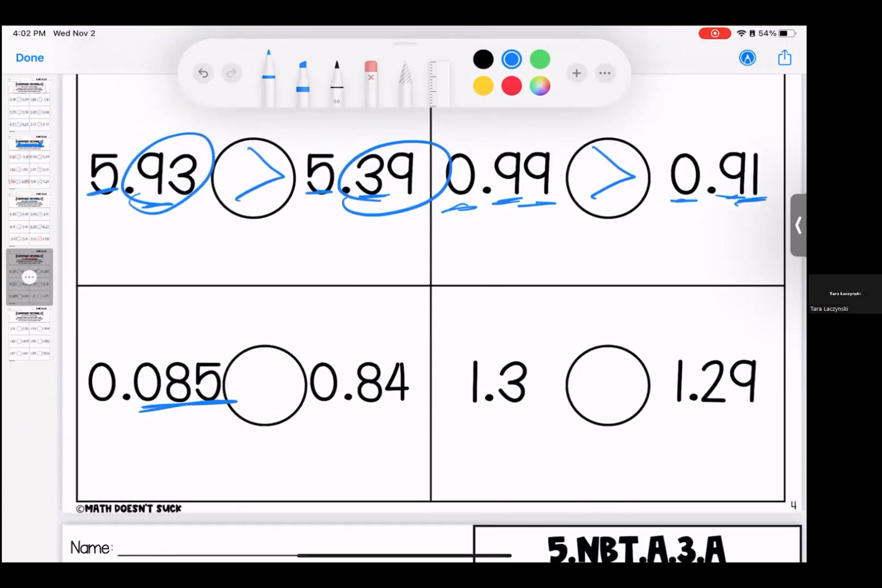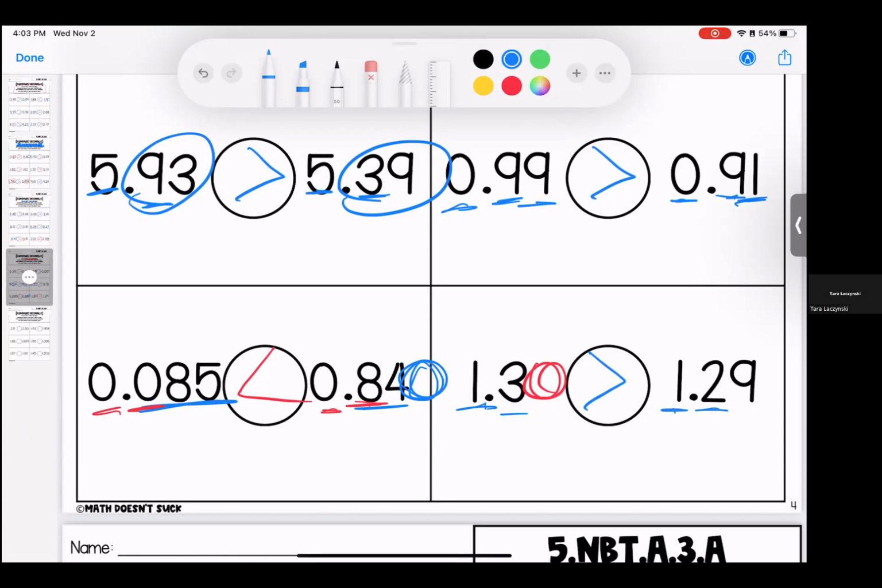We are unbalanced. We have 3 digits here, 2 here, space saving 0. Let's compare. 0 and 0, 0 and 8. Don't go any further. We've made our decision. Last one, make them balanced. And compare. 1 and 1, 3 and 2. 3 is bigger, so 1 and 30/100ths is bigger.